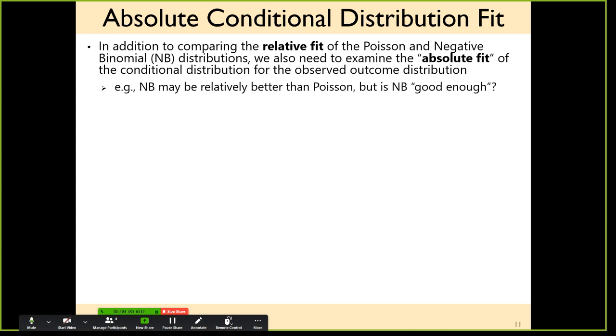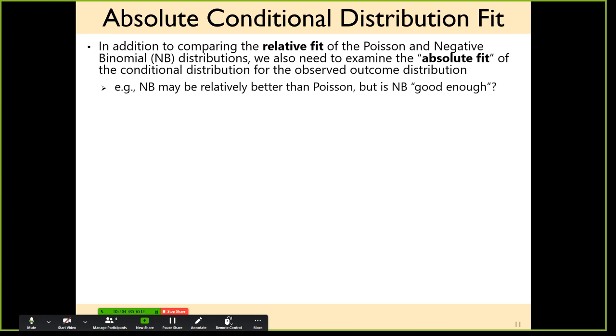Relative fit is when you take one model and compare it to the other. So we can ask, does negative binomial fit better than Poisson? That's asking, do we need this K stretchy dispersion factor to be something other than zero? Because if it's zero, it's Poisson. But how do we know if it's good enough?